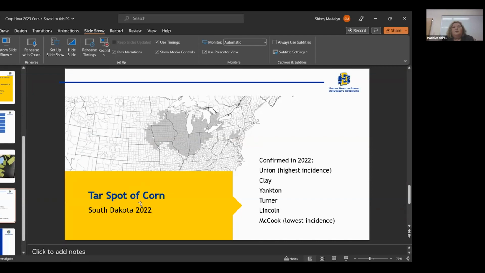So a little bit more on tar spot. This is the most current map, and you can see here in South Dakota, here's our counties. So these are the counties we were able to confirm in 2022. Union County had the highest incidence, and again, high incidence is relative. It was still extremely low. There were only a couple of lesions per leaf and only a few leaves per plant were affected. So very, very low incidence. Clay County, Yankton County, Turner, Lincoln, and McCook. McCook had the lowest incidence, and it was pretty hard to find those spots in that field. But yeah, those are the counties that we have found for 2022.